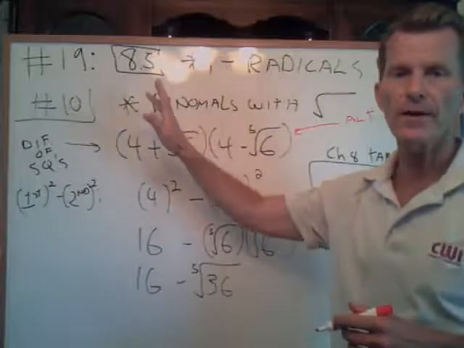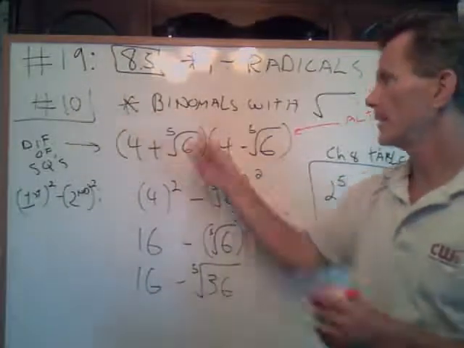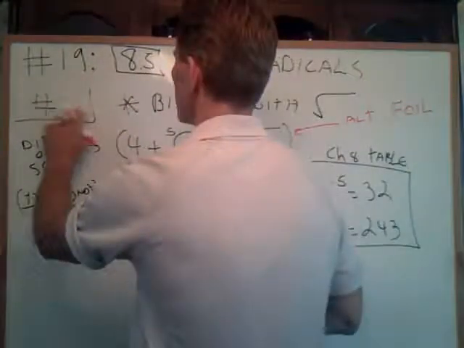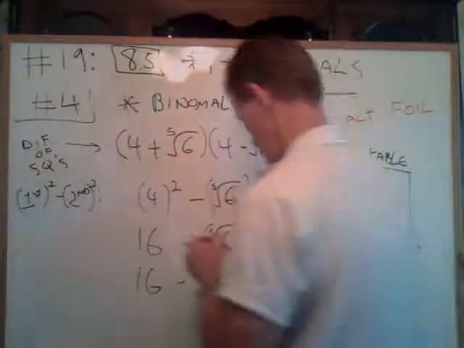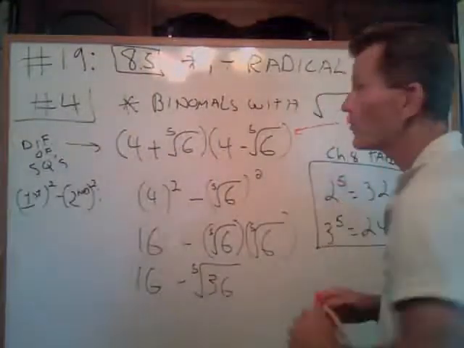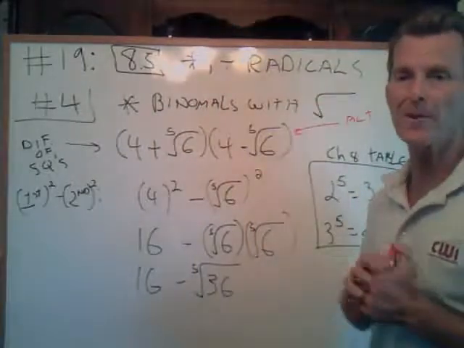Yeah, you read my notes. I'm not going to explain it over again. So this is number 10 out of the homework. Actually, that's not right. It's number 4. Okay, number 4 out of the homework. Multiplying binomials with a radical. That's the problem I'm going to try to do here.